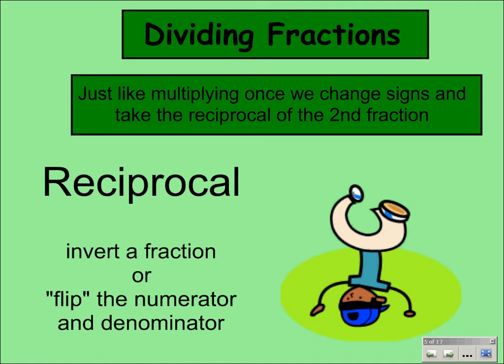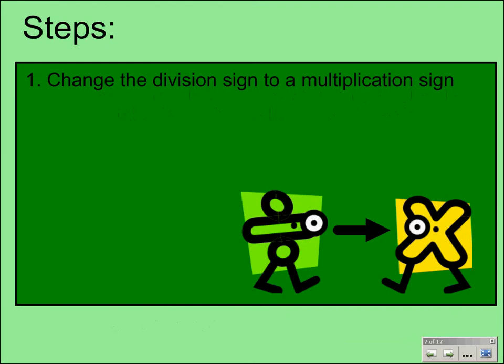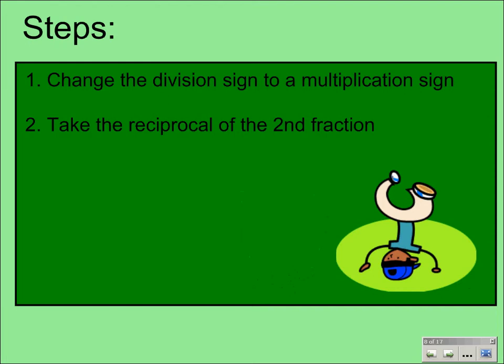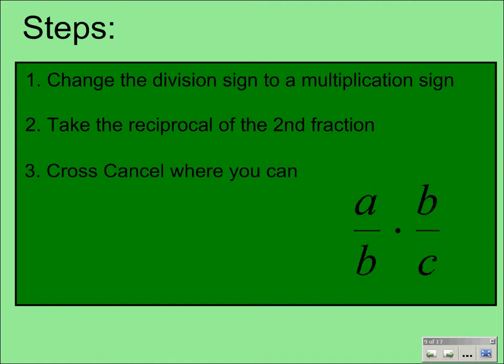Now let's take a look at the steps of how we go about dividing fractions. Our first step is we're going to change the division sign to a multiplication sign. That's the first thing we'll do. Next, we'll take the reciprocal of the second fraction only, not the first one, only the second one, the one that immediately is behind the sign.